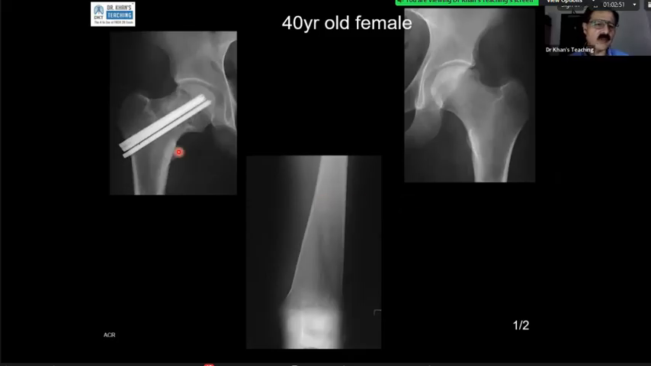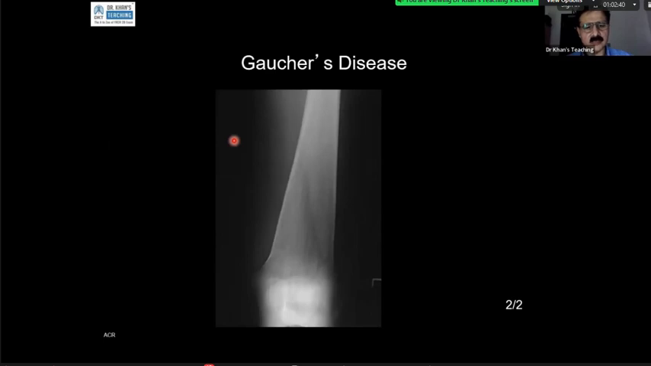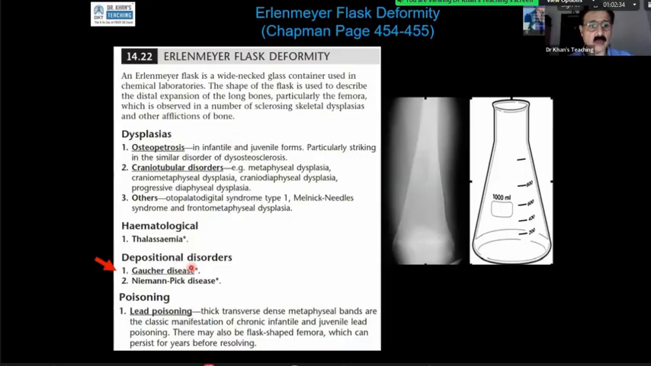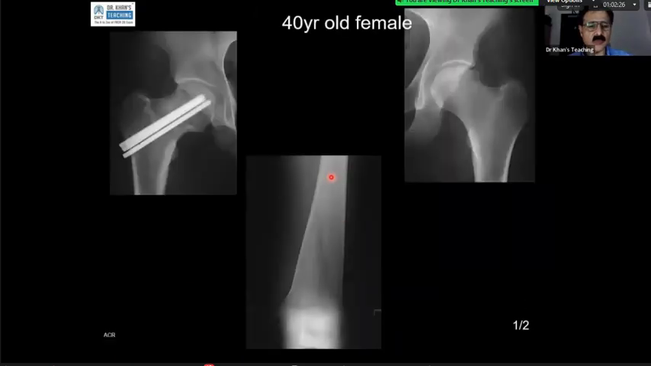Now, this case I'm just showing you for the sake of differential. The same femur has got this, and this is quite a historic film. These days they don't do it, but this is a case of Gaucher's disease. Nobody is going to diagnose Gaucher's on this film, but I just wanted to show you because this is a depositional disorder, and this can also cause this shape of the femur.